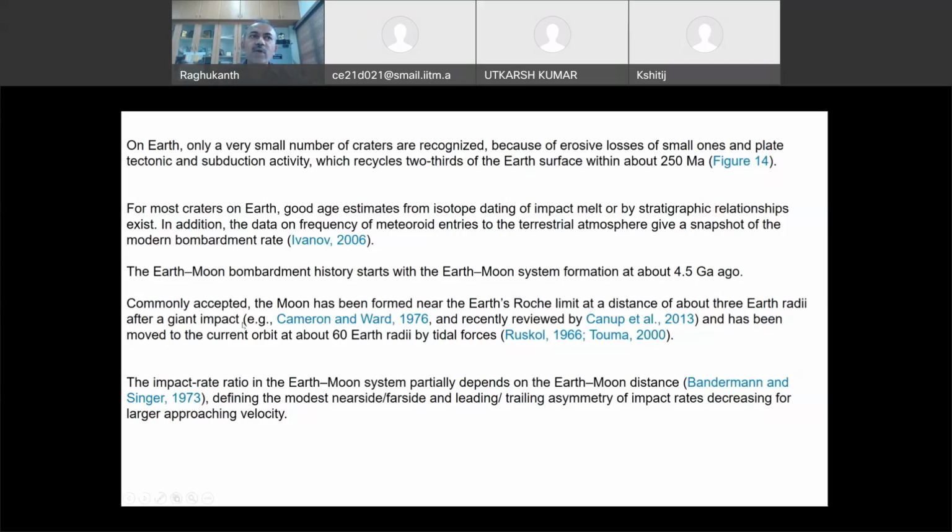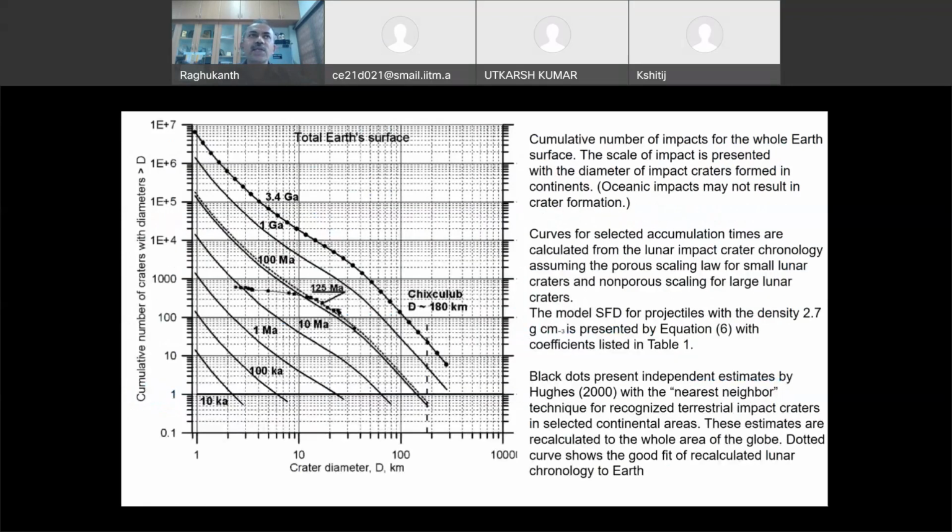3 Earth radii after giant impact, say. So this is now nicely established theory itself. Since Earth and Moon formed at the same time, you can easily translate the lunar chronology function to Earth itself. So this is the chronology function for Earth.